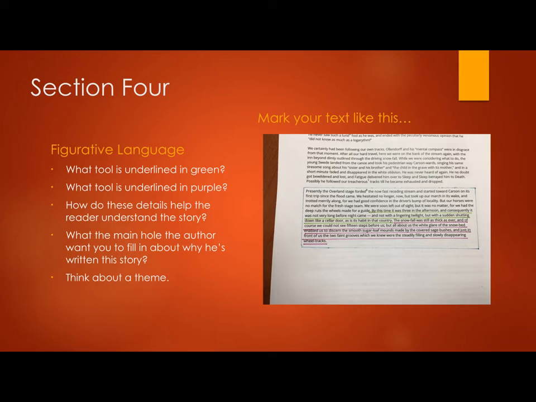Then we move to section 4, and I want you to pay particular attention to the figurative language that's used. So go ahead and take a minute to mark your text like you see in the picture. This is section 4. This is the last part of the story that you have in front of you.